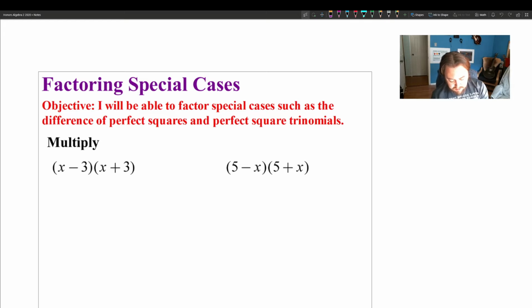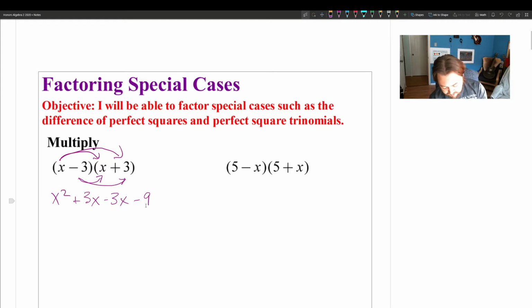All right. So x times x, that'll be x squared. x times 3 will be plus 3x. Negative 3 times x will be minus 3x. And then negative 3 times 3 will be negative 9. If we look at the terms in the middle, the plus 3x and the minus 3x, they cancel themselves out. So we end up with x squared minus 9 as our solution.